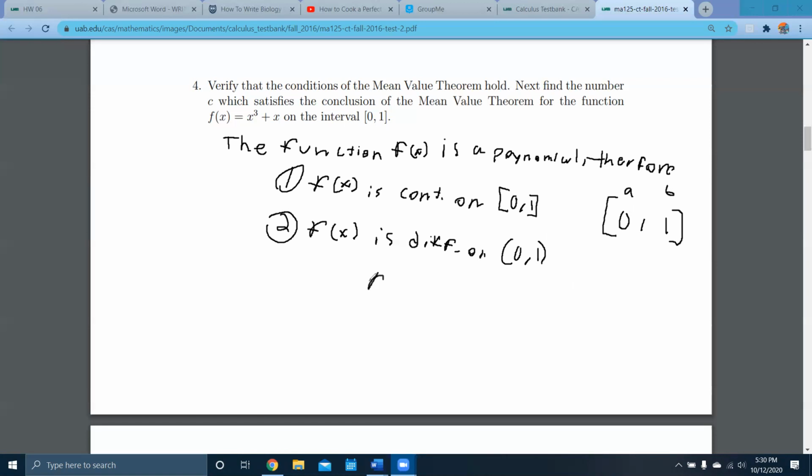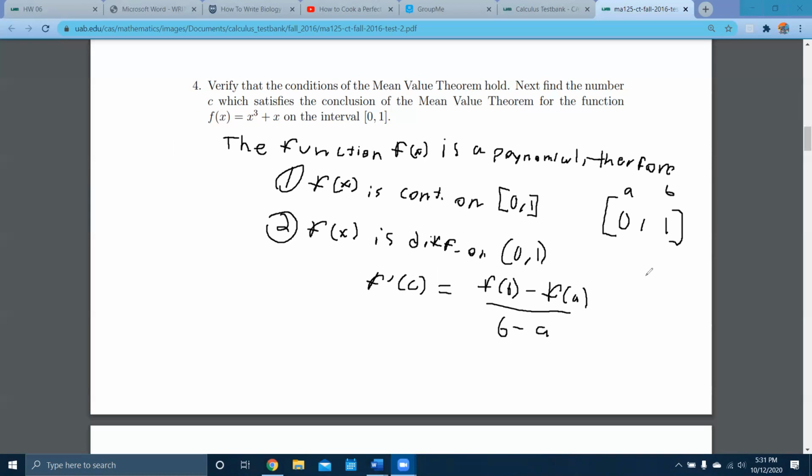Formula is that f prime of c, because this is the mean value theorem right here. So the next thing we have to do is find the value c which satisfies the mean value theorem. So we know that f prime of c is going to be equal to f of b minus f of a divided by b minus a.